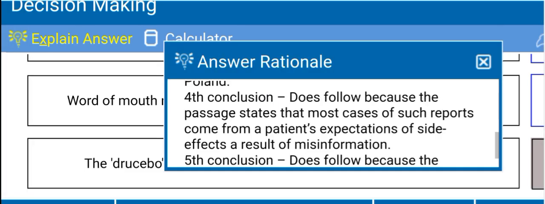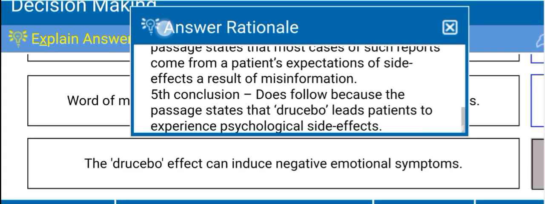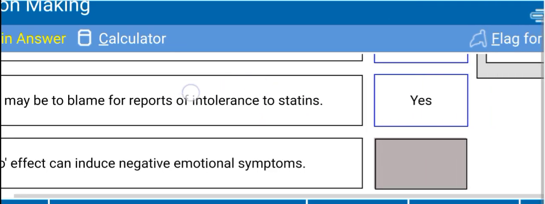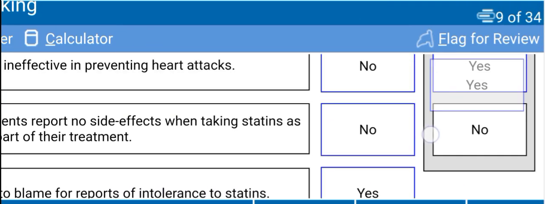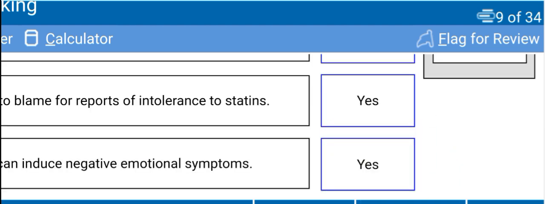Then we have a last conclusion, which is fifth. The placebo effect can induce negative emotional symptoms. It does follow because the passage states that placebo leads patients to experience psychological side effects. So this one does follow. So again we will drag a yes and drop it in front of this conclusion.